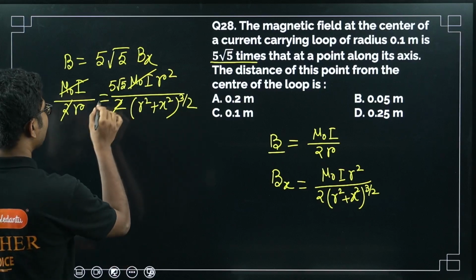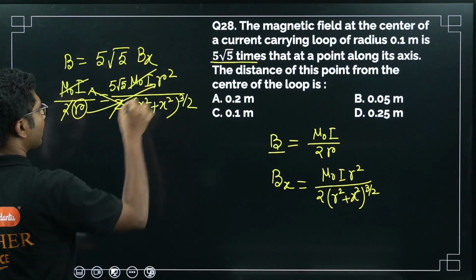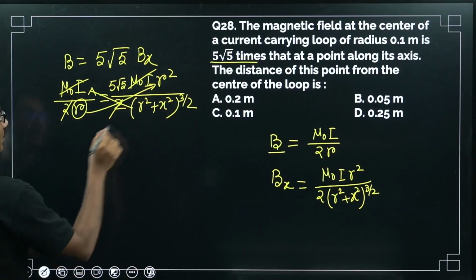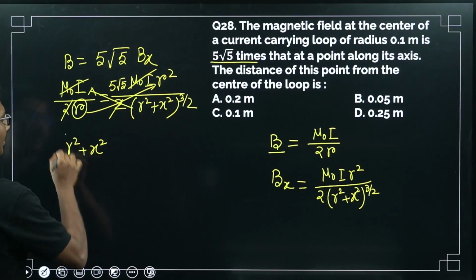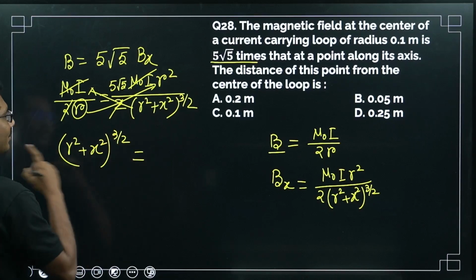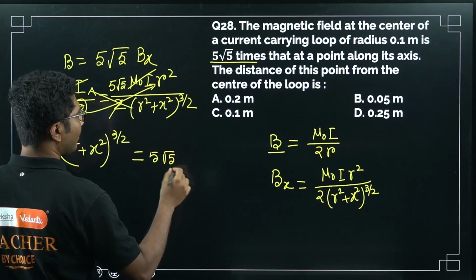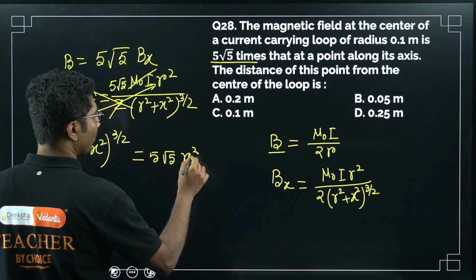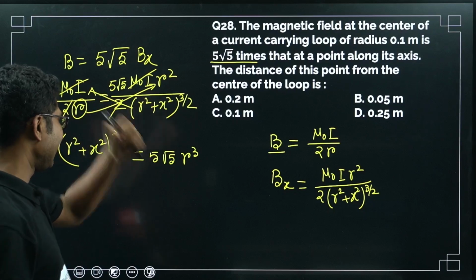Now do the cross multiplication. This will go here and this lone r will go here. So we will see that r square plus x square to the power 3 by 2 equals 5 root 5 times r cube. Okay, so this is the basic thing.